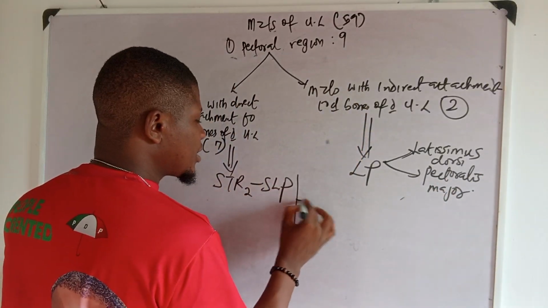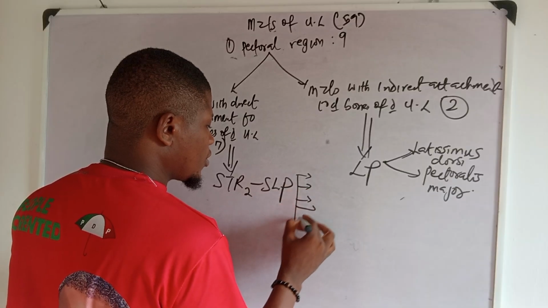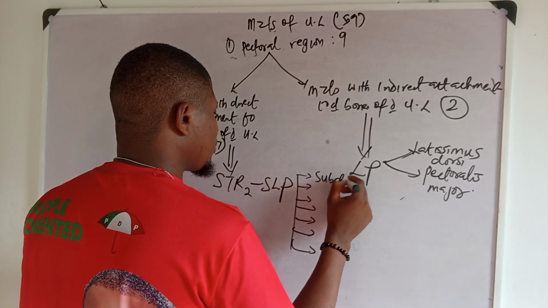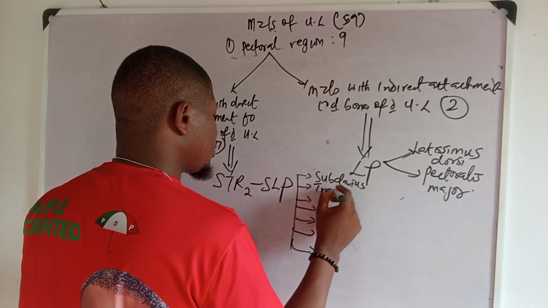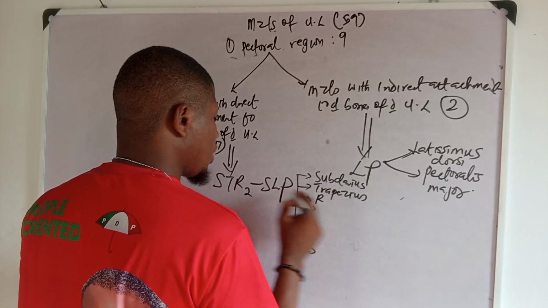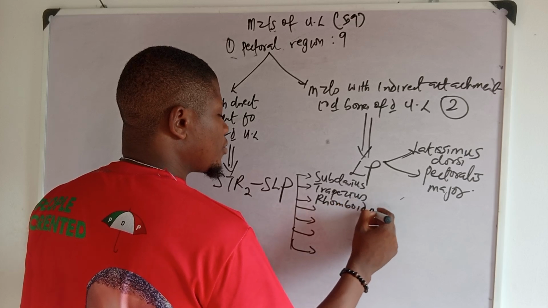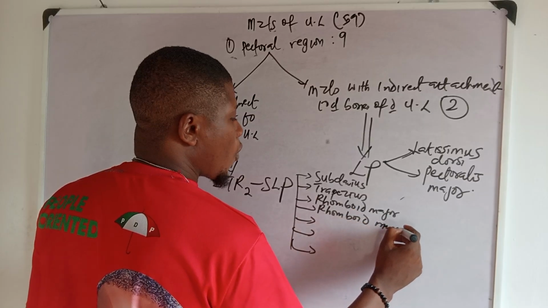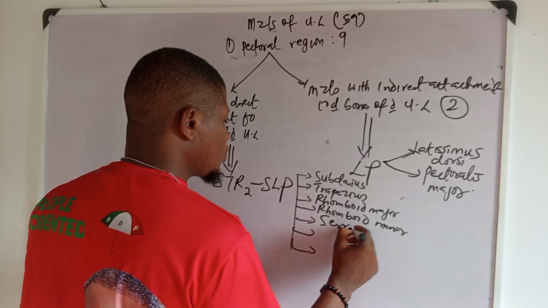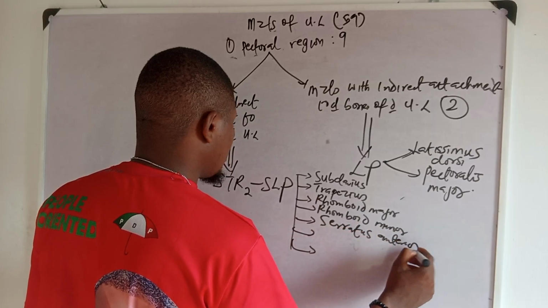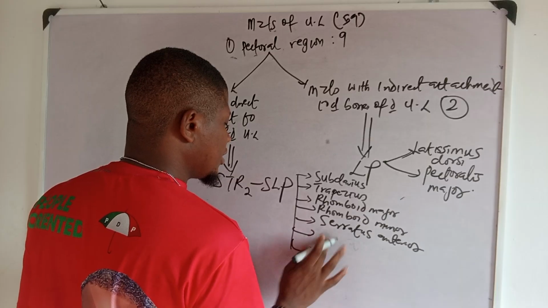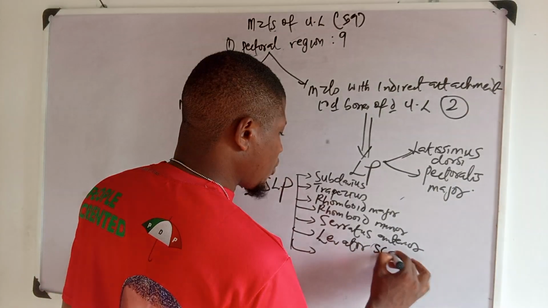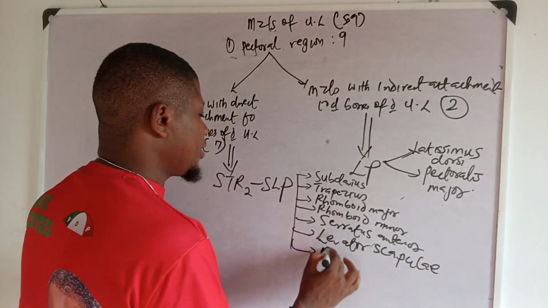Then the meaning of this "street sleep": the first S is subclavius, T is trapezius, R is rhomboid major and rhomboid minor, then S is serratus anterior, L is levator scapulae, and P is pectoralis minor.